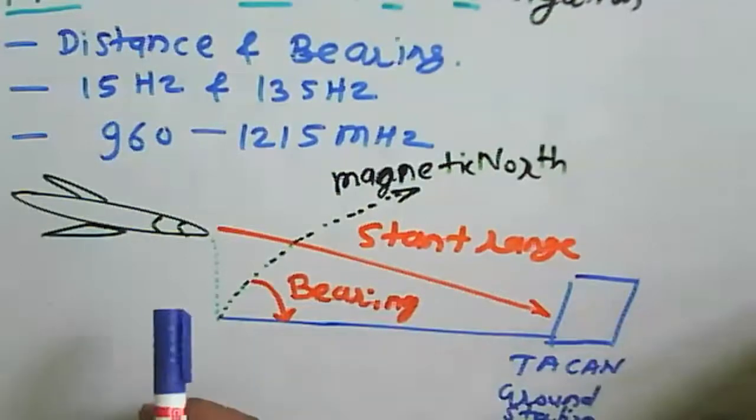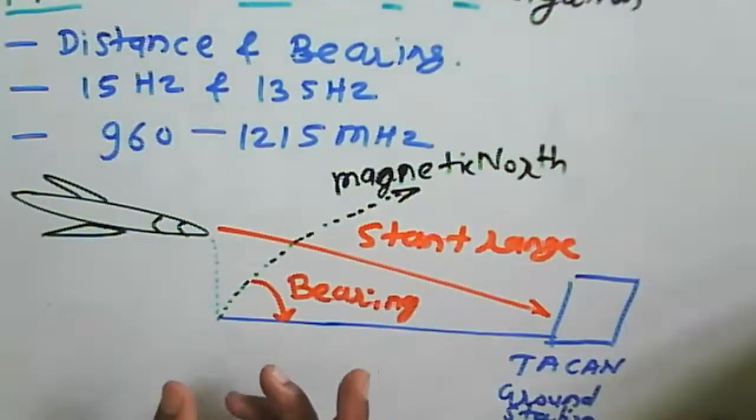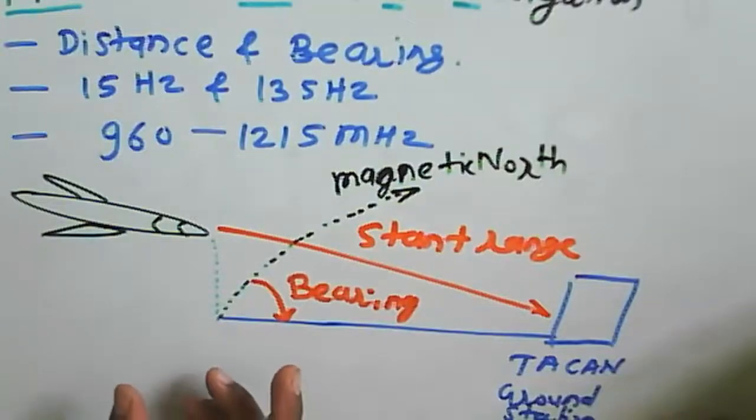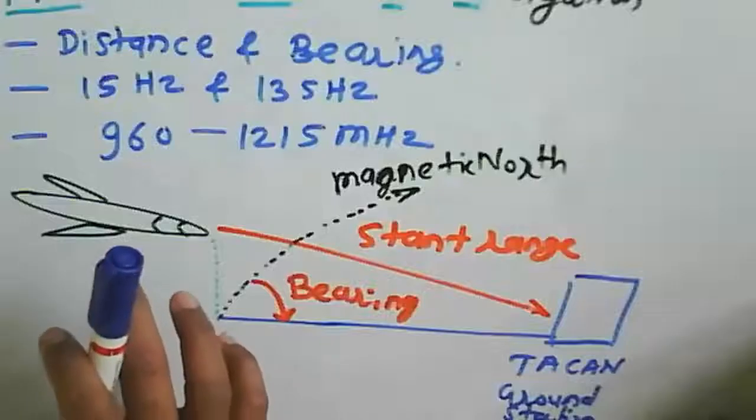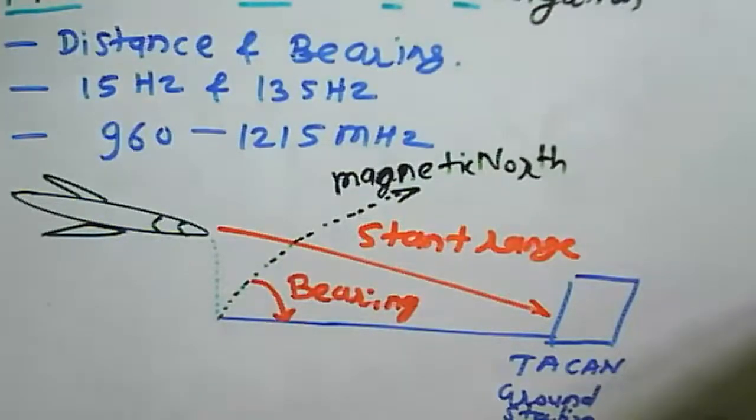So it provides distance and bearing from the ground station, and it provides better accuracy there. The only drawback of the system is that it does not provide security features in a TACAN system. So that's all about the TACAN system. With this, we stop here. Okay, we will continue again in the next lecture because we stop here.